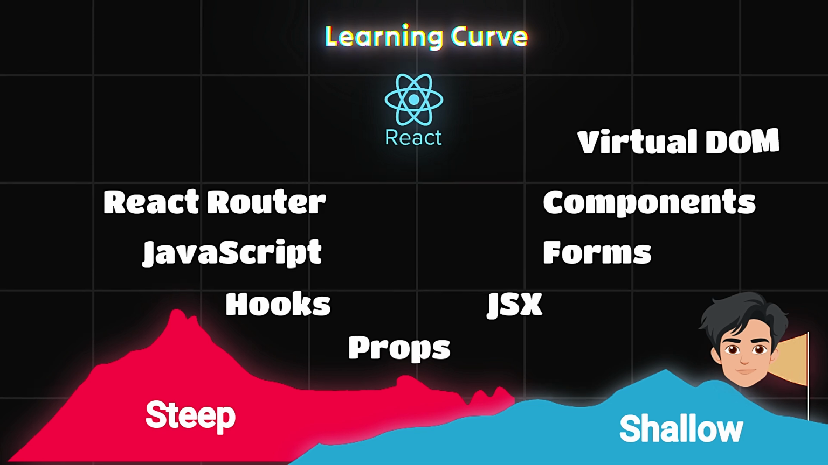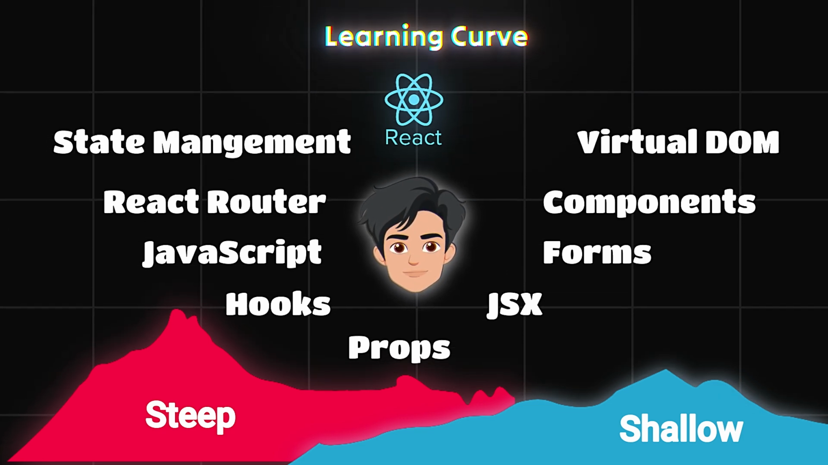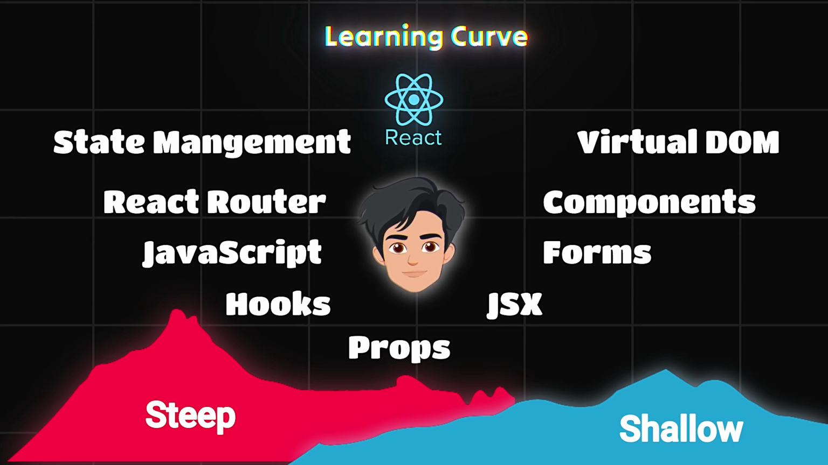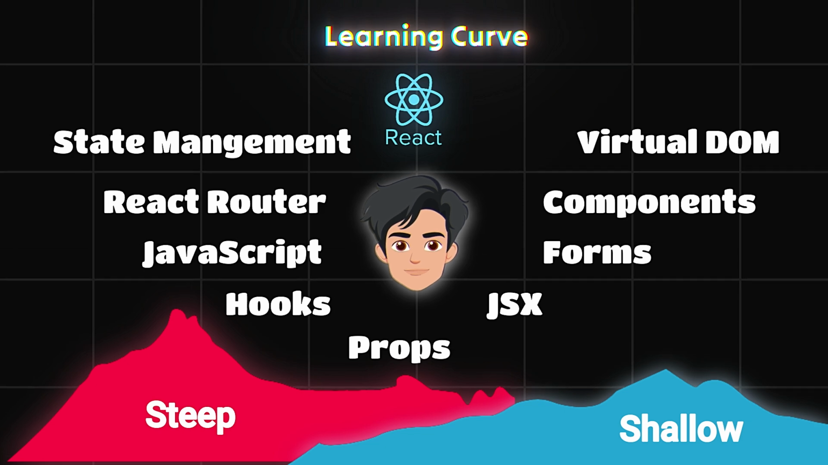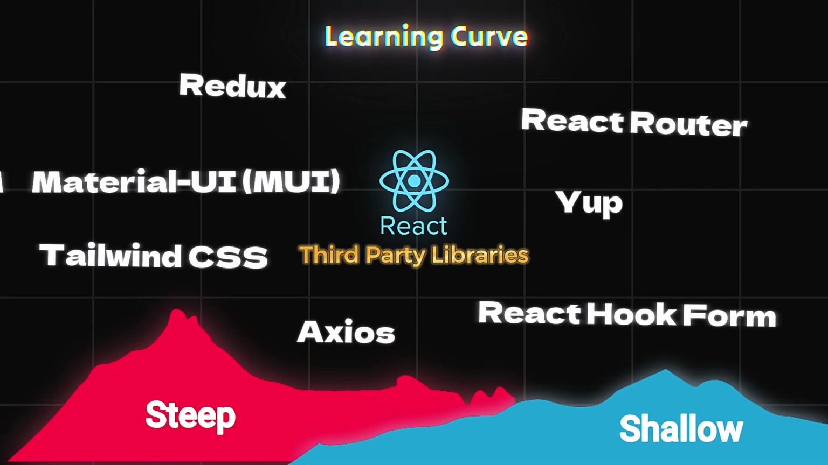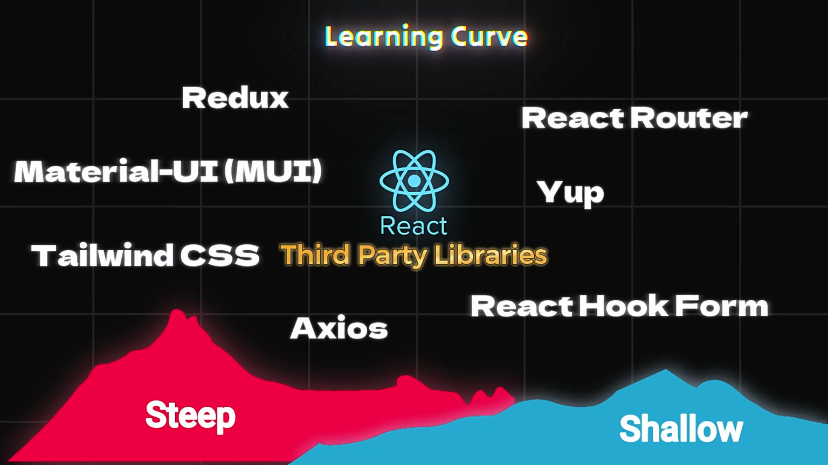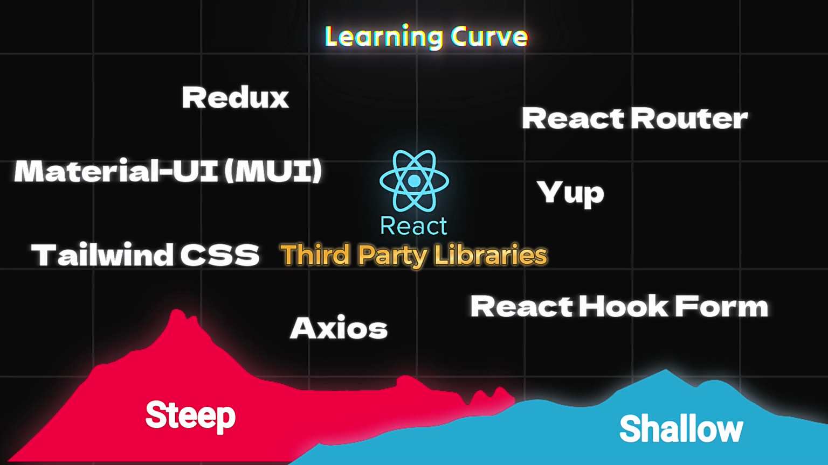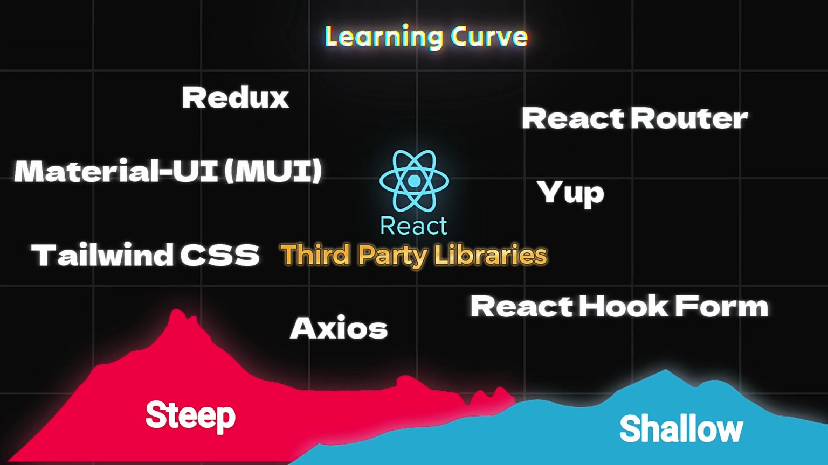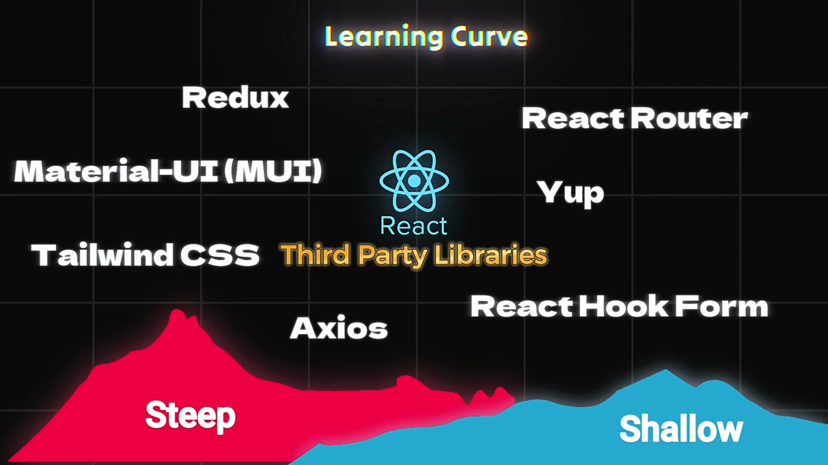However, as your app grows, you will need to learn additional tools to fill in the gaps, such as React Router for navigation, state management tools like Redux or Context API, testing frameworks since React doesn't include one by default, and integrating third-party libraries for features like form validation or API calls. This modular approach allows you to learn and use what you need, making React a flexible option for small to large projects.